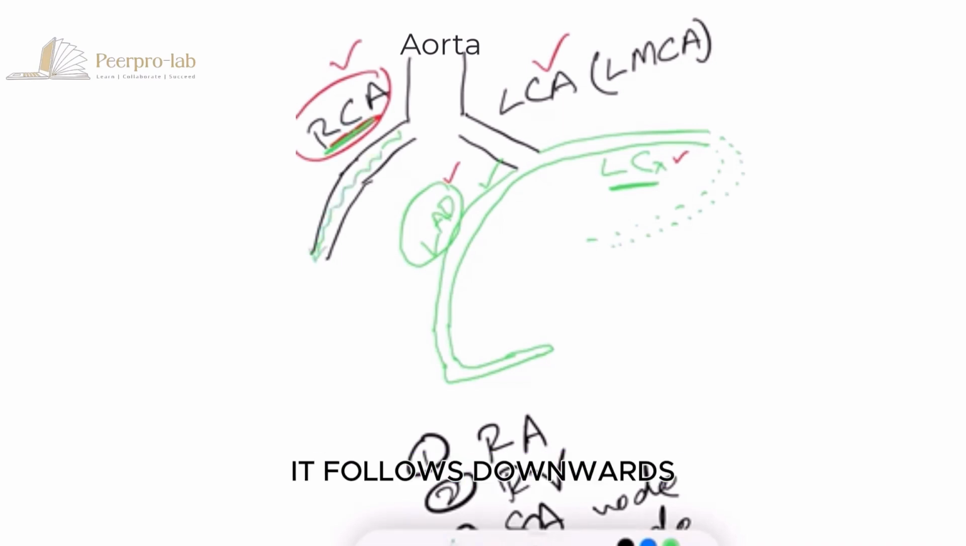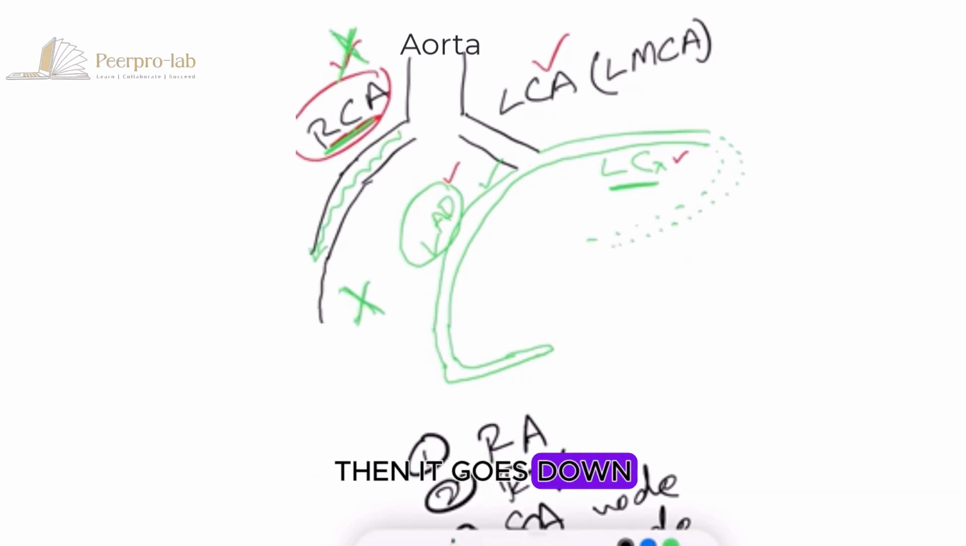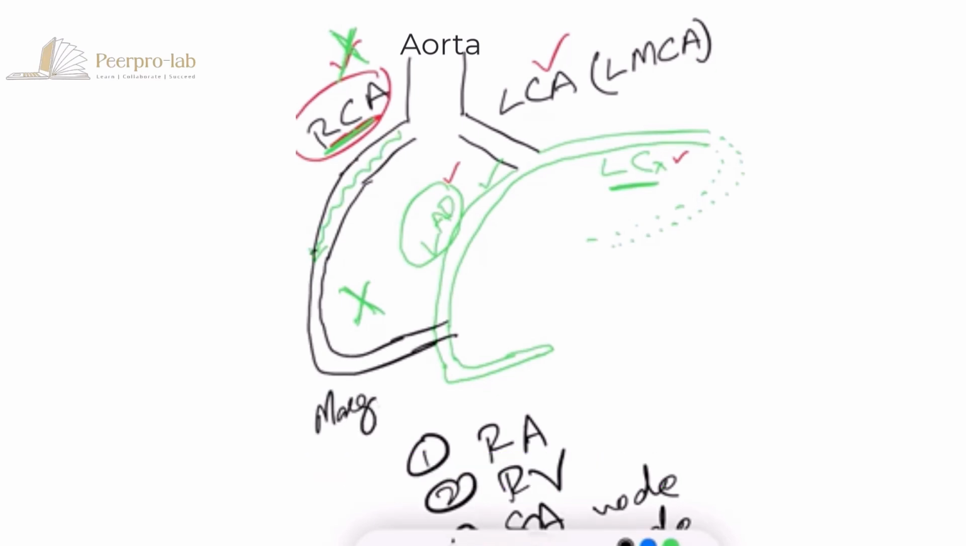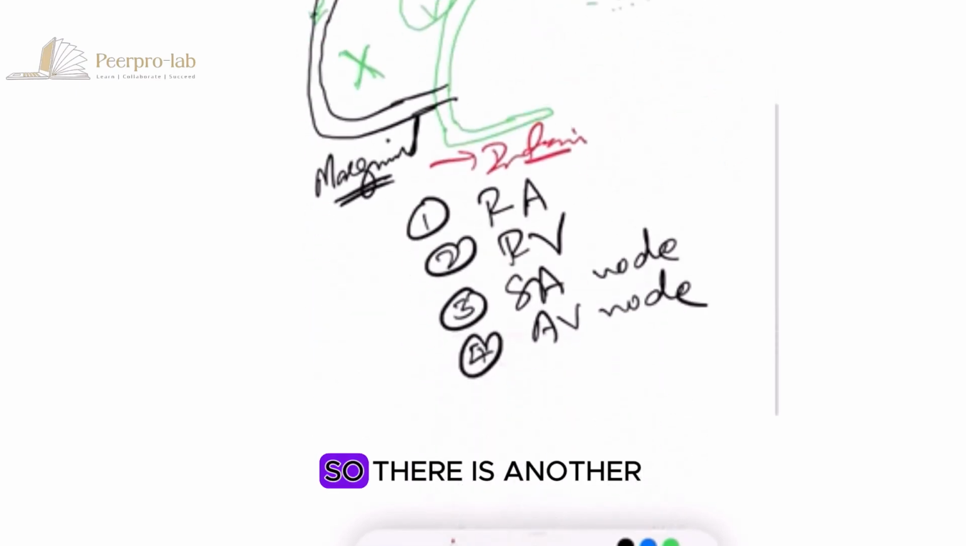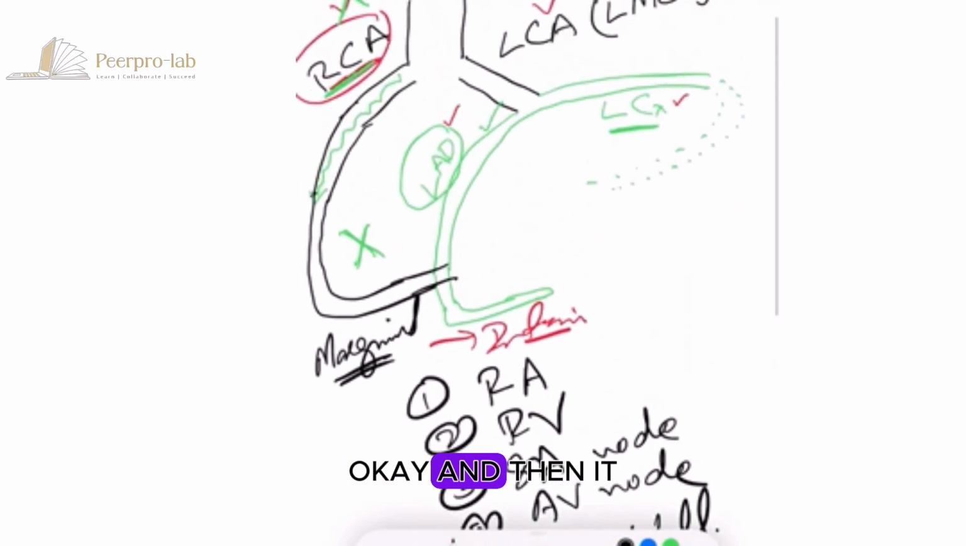It follows downwards, supplying the right side, the right atrium and right ventricle. Then it goes down and continues as the marginal artery, and this marginal artery supplies the inferior border of the heart. So this is another blood supply to the inferior wall. Okay, and then it will continue on the posterior side.